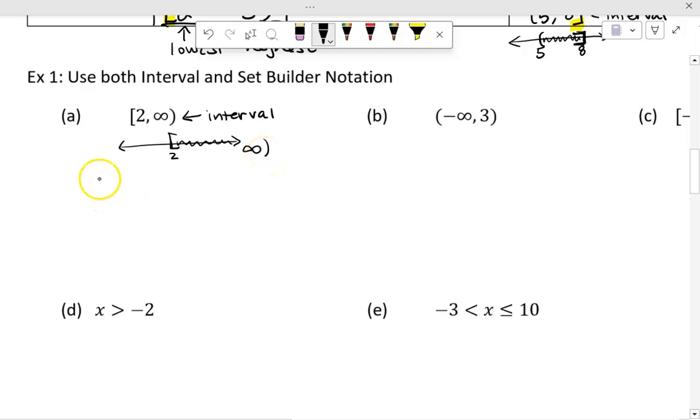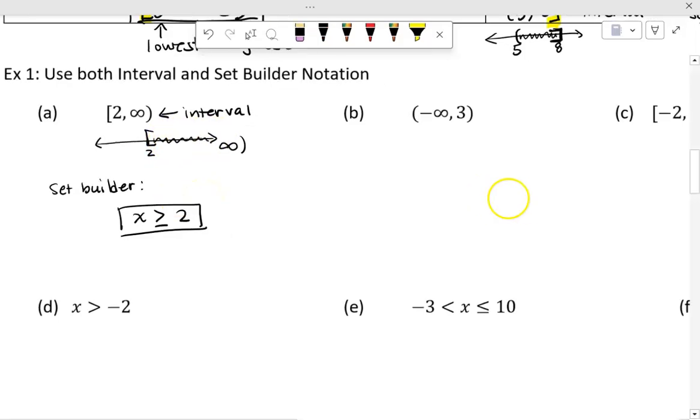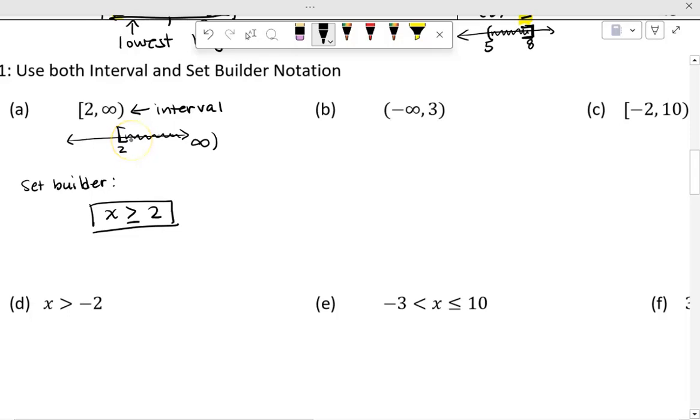And that helps me go into set builder because now I have a visual. X can be anything greater than or equal to 2. And that's my final answer. And we can see on the number line that x could be 3, 4, 5, 6, 7, etc. And x can also be 2.